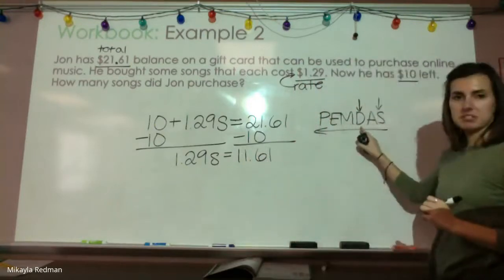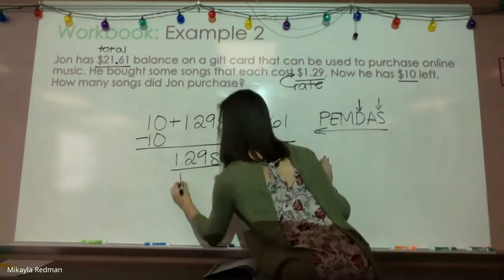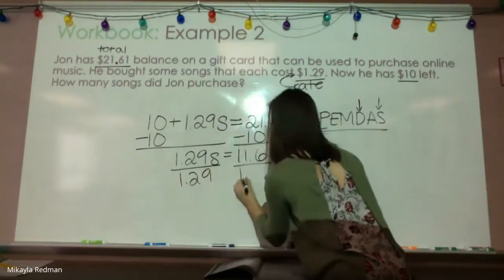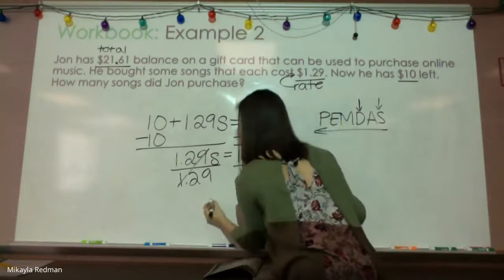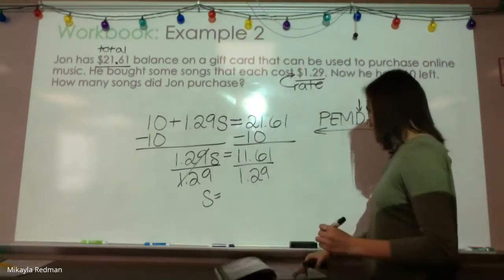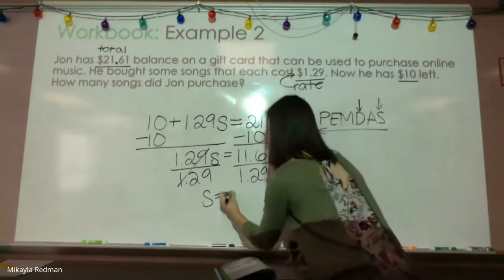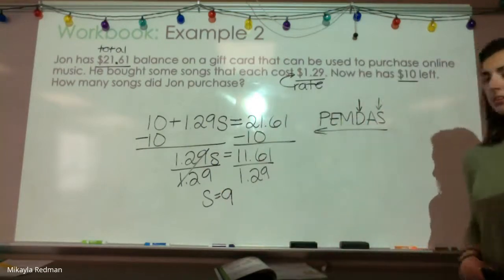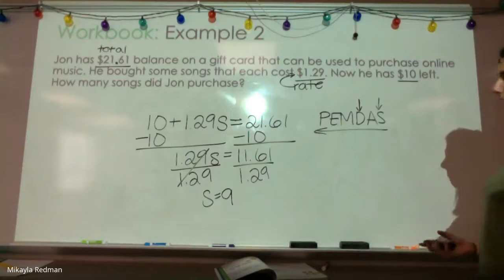My next step is to divide. So I have to divide 129 from both sides. So S, 1161 divided by 129 will give us 9. So we bought 9 songs.